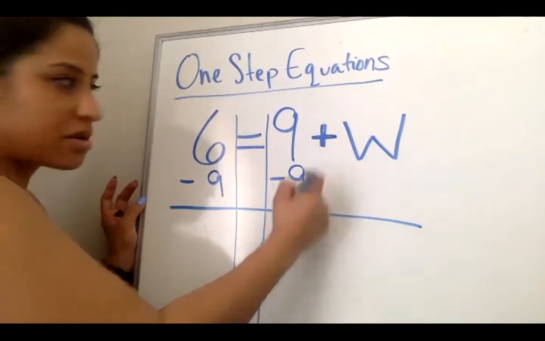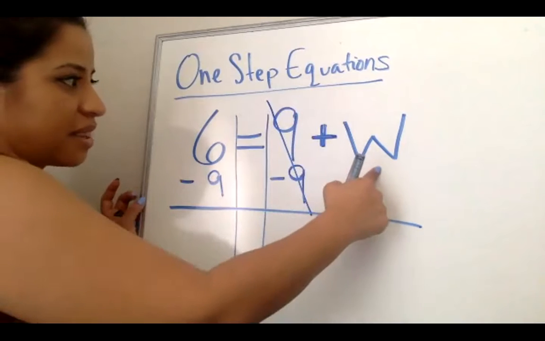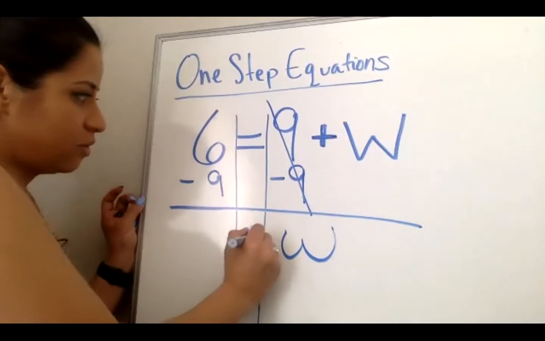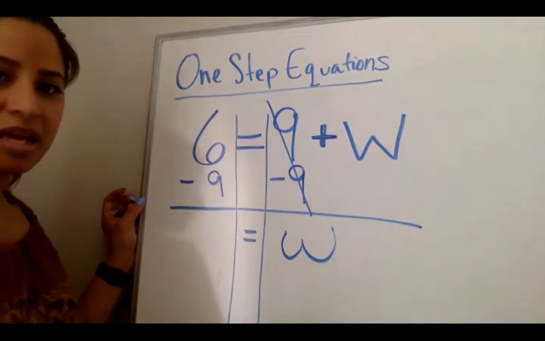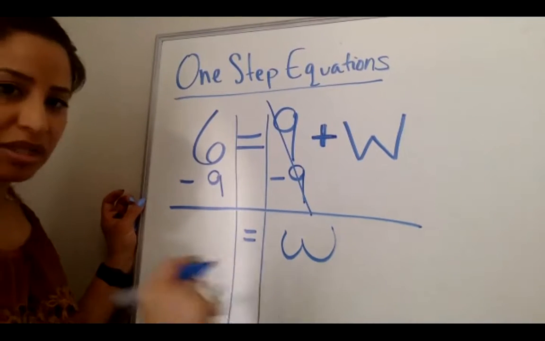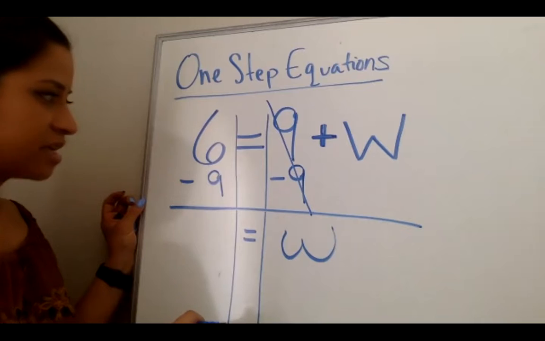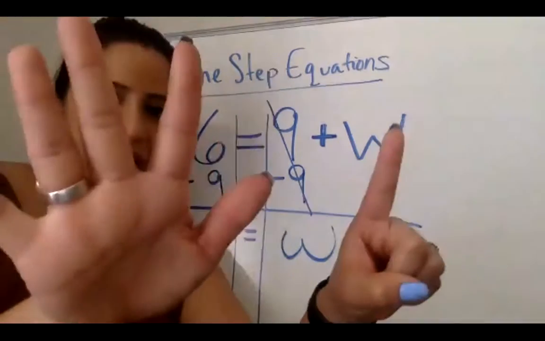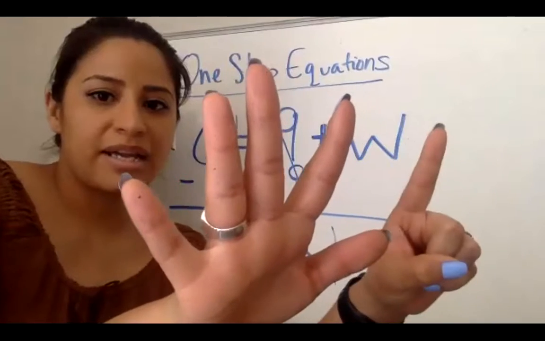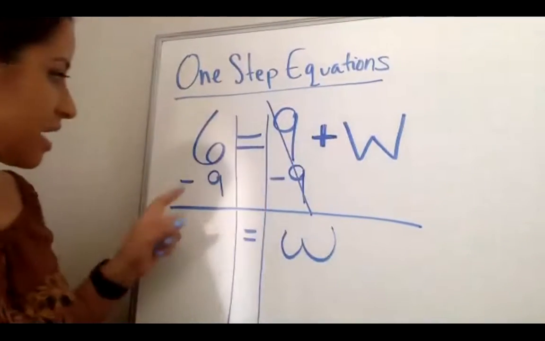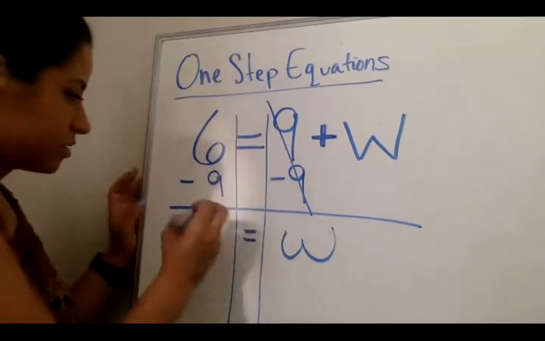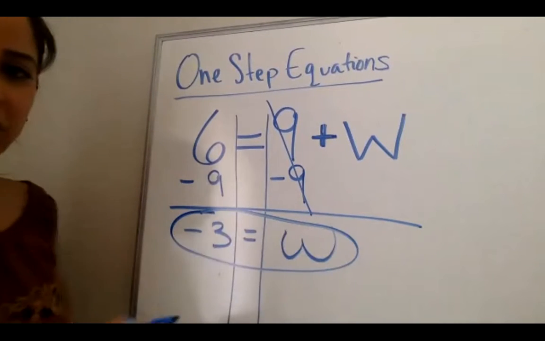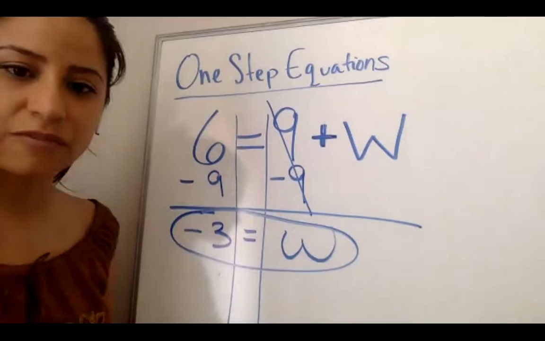9 minus 9 is 0. It goes away. And then we bring down our variable. W equals 6 minus 9. Now, 6 minus 9 is not 3. Be careful with your positives and negatives. Can you do 6 minus 9? You can't, right? So you're going to get a negative number. 6 minus 9 will be less than 0. So it's going to be negative 3. So for this one, our answer will be W equals negative 3.